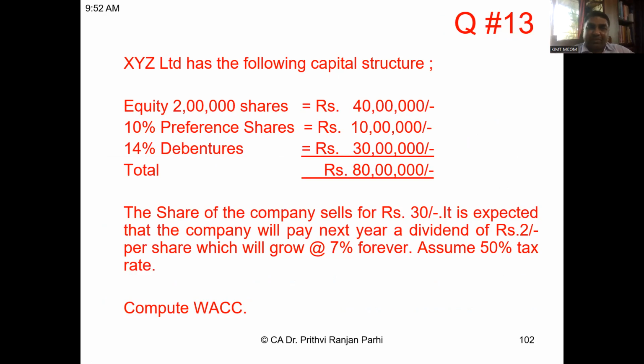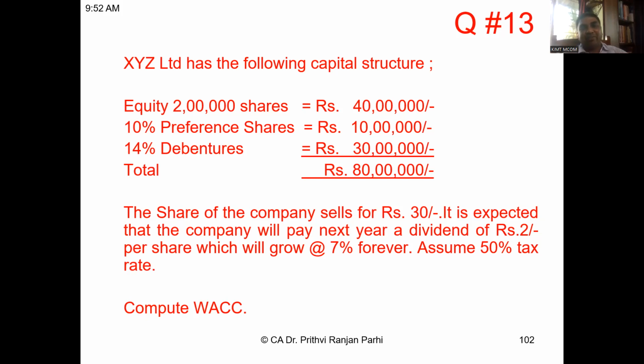Quickly see one more question. These are the following capital structure you see. Equity is this much, 40 lakh. Preference is 10 lakh. Debentures is 30 lakh. Total is 80 lakh. Okay, then some data is given. The company sells equity shares at 30 rupees. It is expected that the company will pay next year dividend, which is D1, of 2 per share, and will grow at the rate of 7%. The g is 7%. Assume 50% tax rate. Compute what?